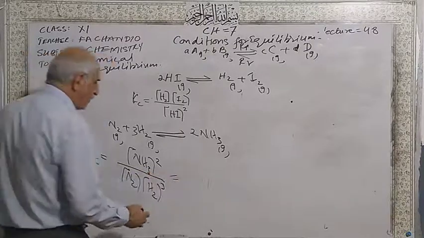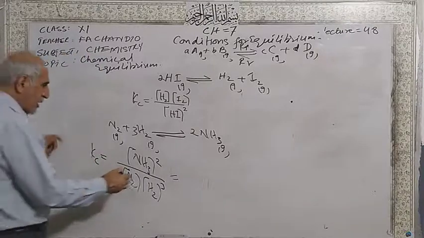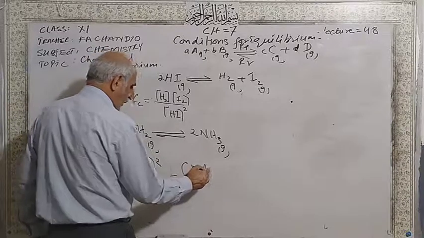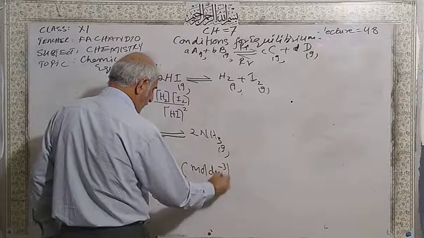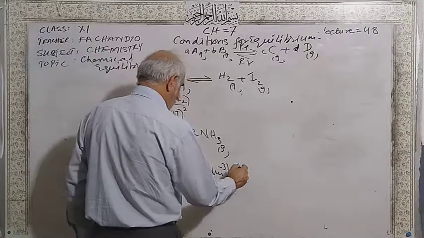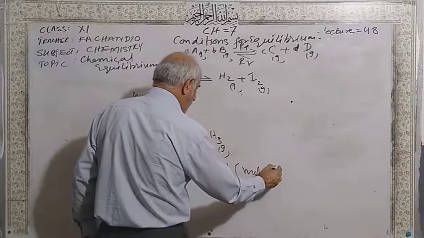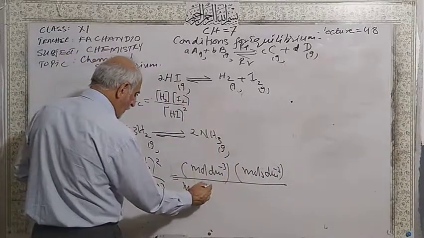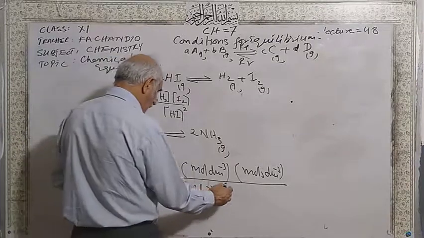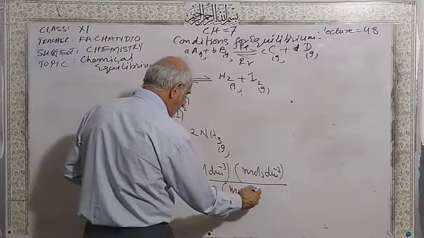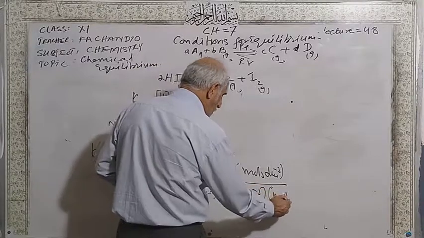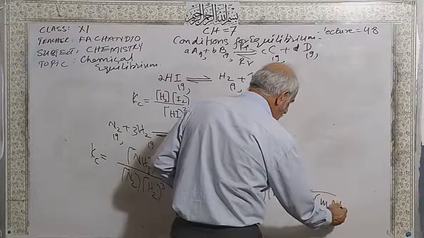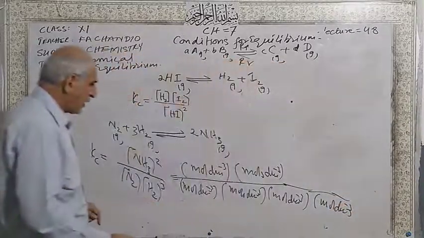So if I write the Kc units, then this is moles per decimeter cube for one ammonia, moles per decimeter cube for the other, divided by moles per decimeter cube for the nitrogen, and 3 moles per decimeter cube for hydrogen. There are 3 ones. Now it is easy for you.